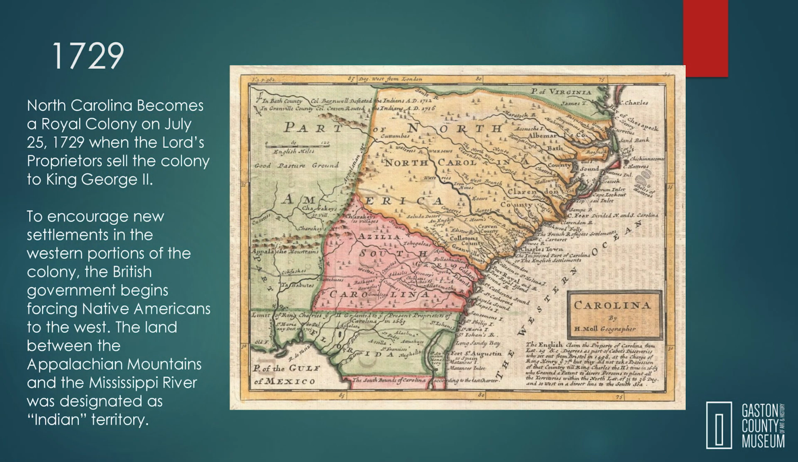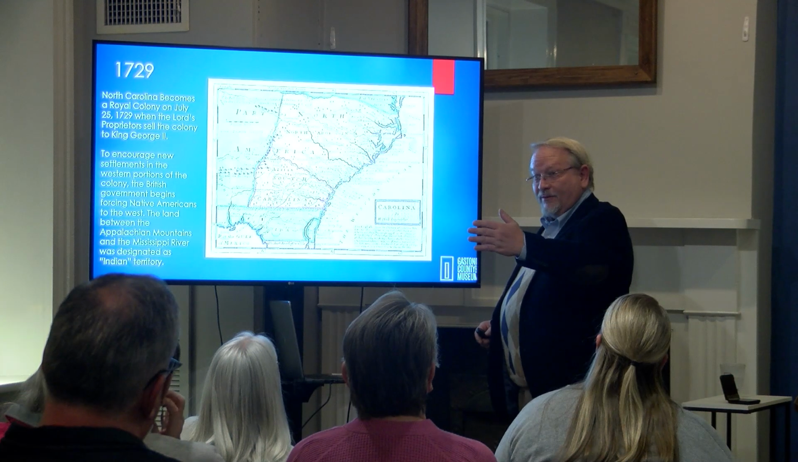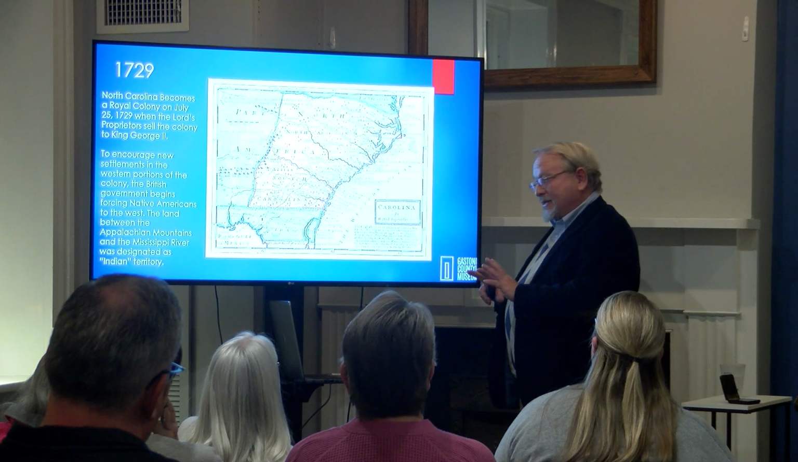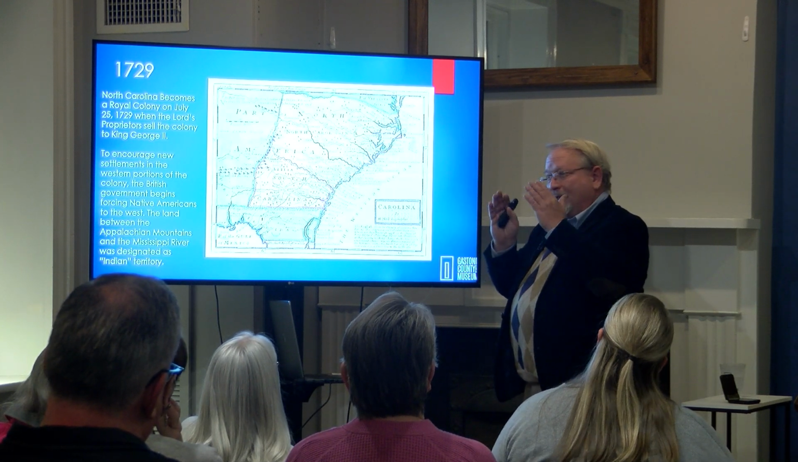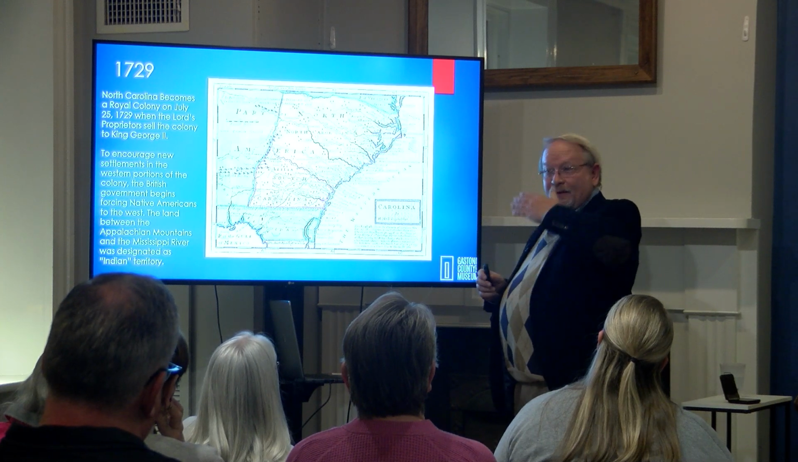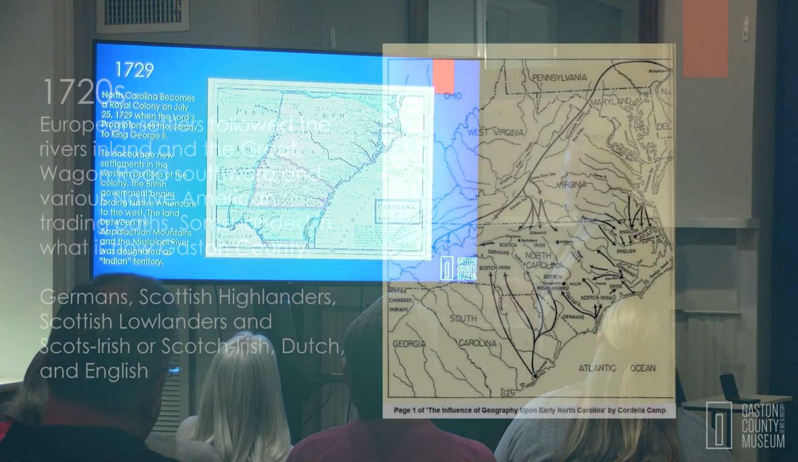We became the royal colony, and to encourage Western civilization and Western settlement, the government now started pushing the Native Americans farther. At first, they let them stay where they were. Then it was, you could stay between the Appalachian Mountains, and then it was past the Mississippi River. And so basically they just kept pushing them farther and farther west.